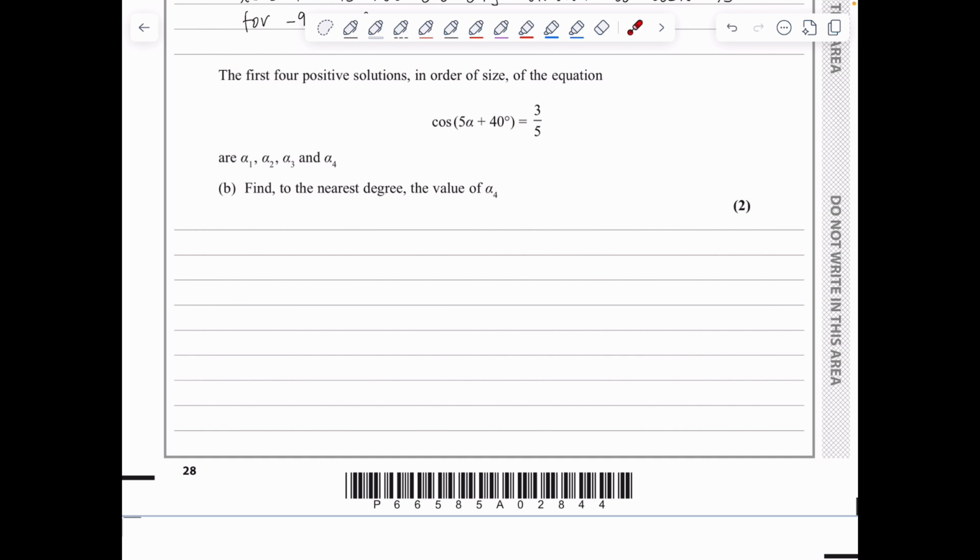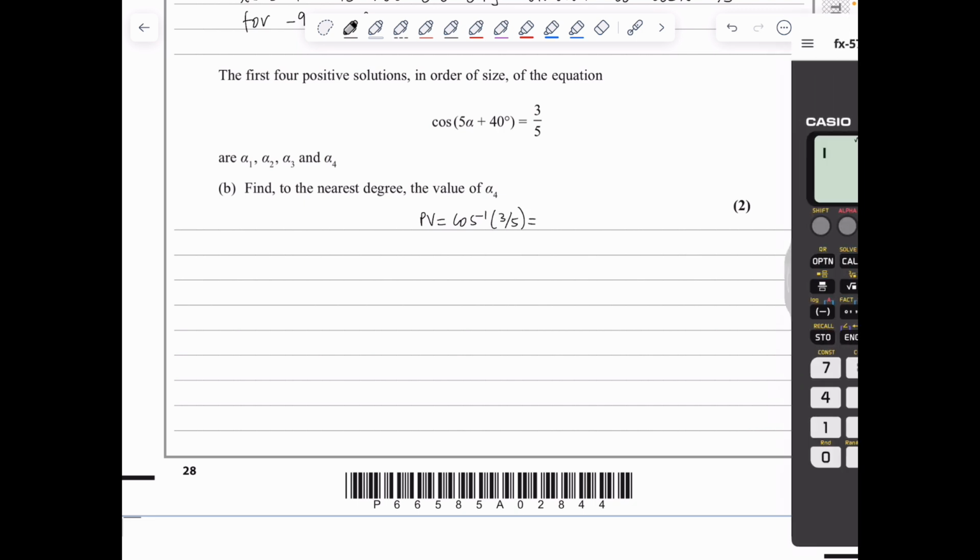We now have that the first 4 positive solutions in order of size of this equation here are alpha 1, 2, 3, and 4. And we need to find to the nearest degree the value of alpha 4. I will start by solving this trigonometric equation as it stands. So the first thing to do is find the principal value. So my PV is going to be shift cos of 3 over 5.